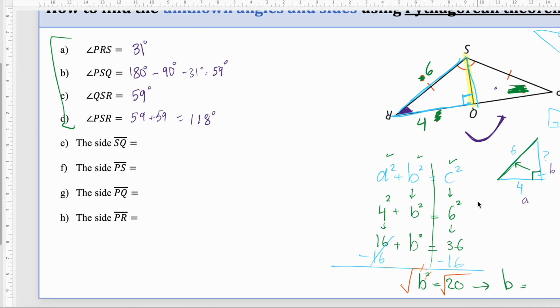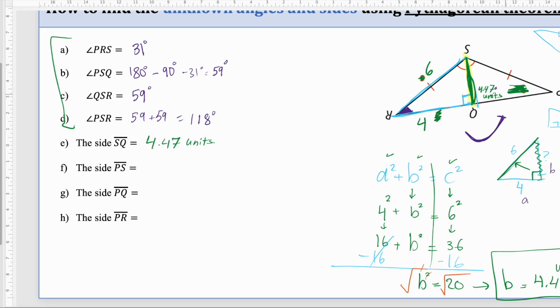If you do it on your calculator, you will get 4.47 units. Since there is no unit written, write it as units. And that's the value of this side, which is this one. SQ is what? It's 4.47 units. Okay, so it's 4.47.